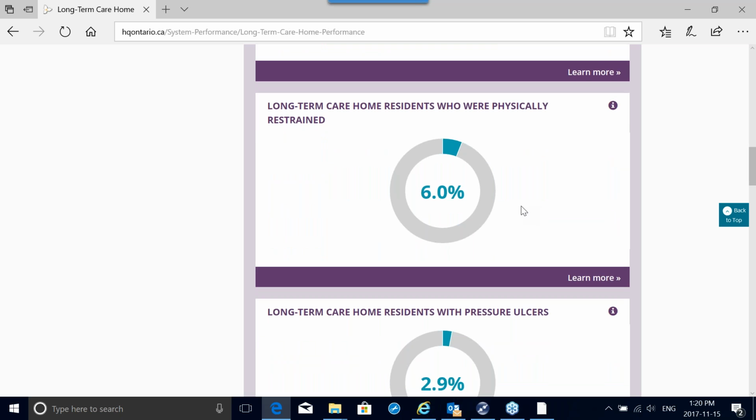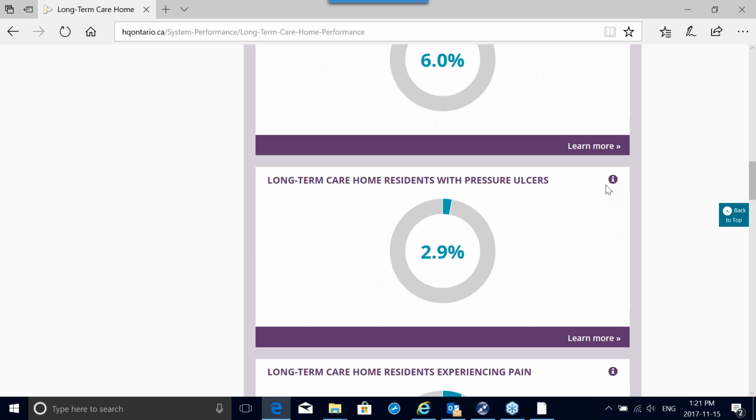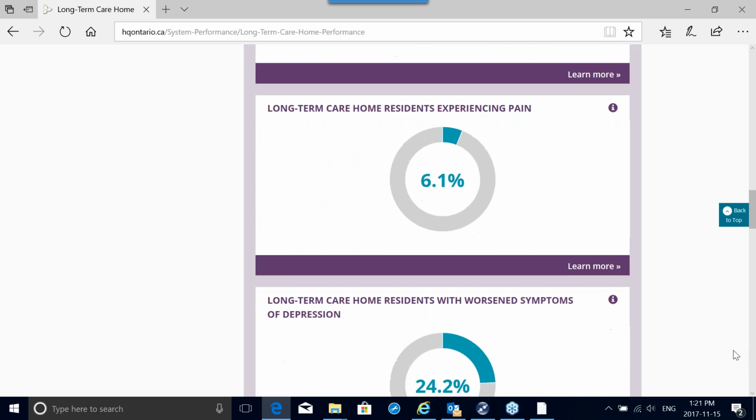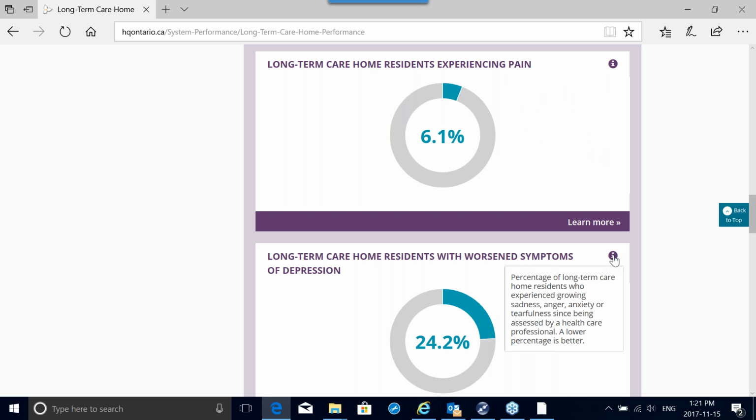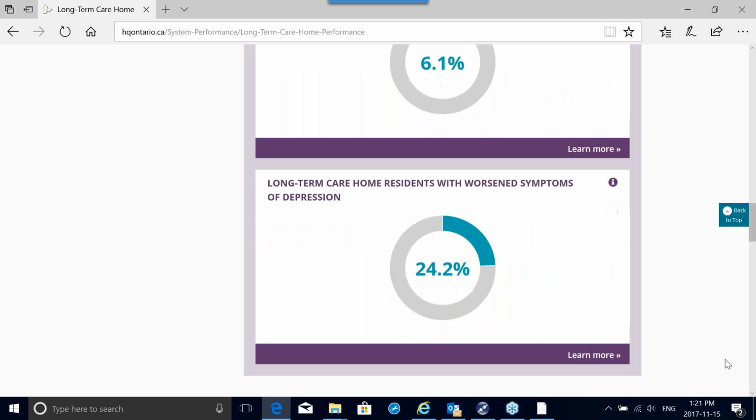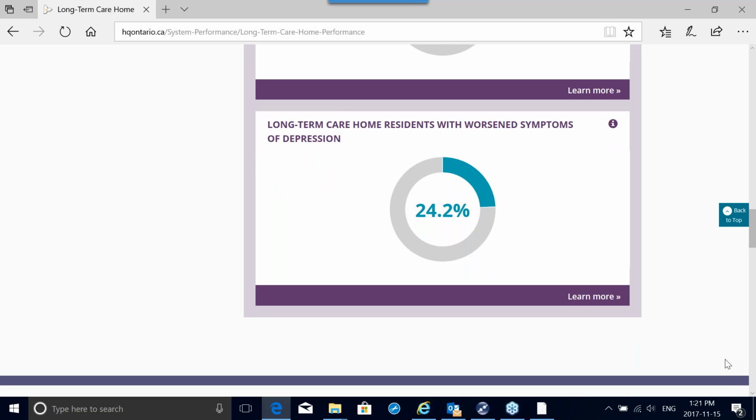And then we have those who are physically restrained. 6% is the current average, and the ministry is working towards a 3% on that particular indicator. And then pressure ulcers is another factor where it's currently about 3%, and the ministry is working towards a 1% average. And then we have residents experiencing pain at 6%, and there is no number indicated here, but the last I had heard, I thought it was 3%. However, I'm going to hold off on that just in case my memory is failing me. And then the next indicator is the one with worsened symptoms of depression. There is no number here currently being reported, but it is at 24% during this particular calculation.